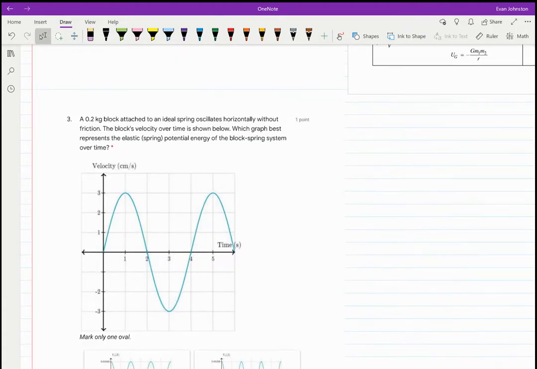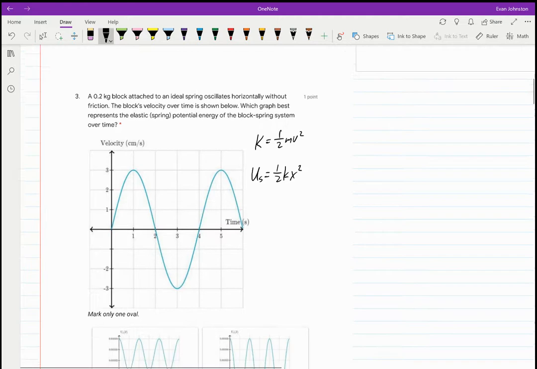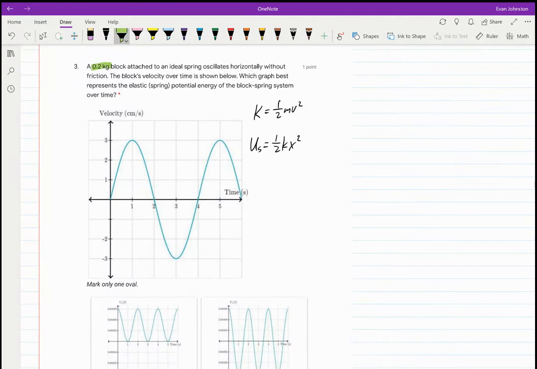Looking at the first one, let's keep in mind that kinetic energy is 1/2 mv squared, and potential energy for a spring, that's what that little s is, is 1/2 kx squared. So we have a 2 kilogram block attached to an ideal spring, and it goes horizontally. So we have one of these spring-mass system setups right here. And there's no friction, that's nice. And we're given velocity versus time. That's interesting.